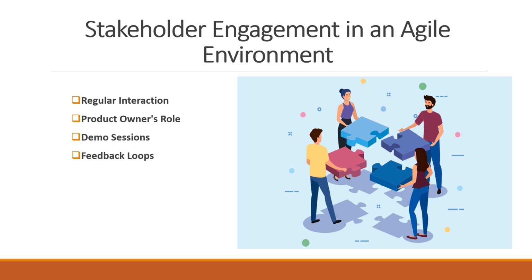First, regular interaction. Agile emphasizes regular, often daily interactions over processes and tools. This regular contact helps to keep stakeholders in the loop and makes them feel valued. Product owner's role. The product owner is the key point of contact between stakeholders and the development team. The product owner ensures that stakeholder requirements are clearly understood, prioritized, and translated into user stories or product backlog items.